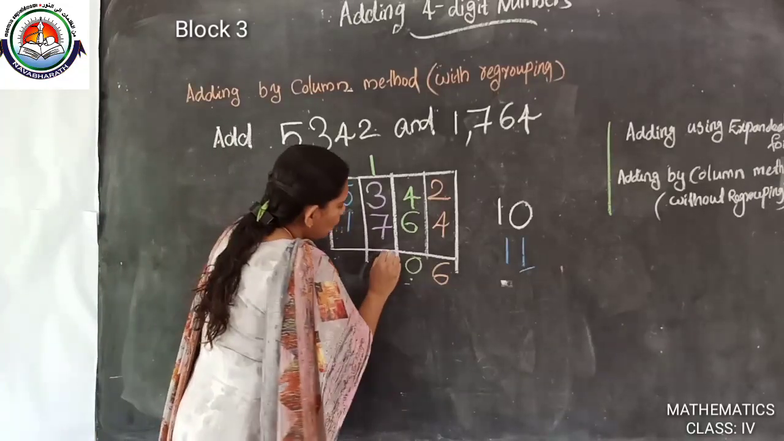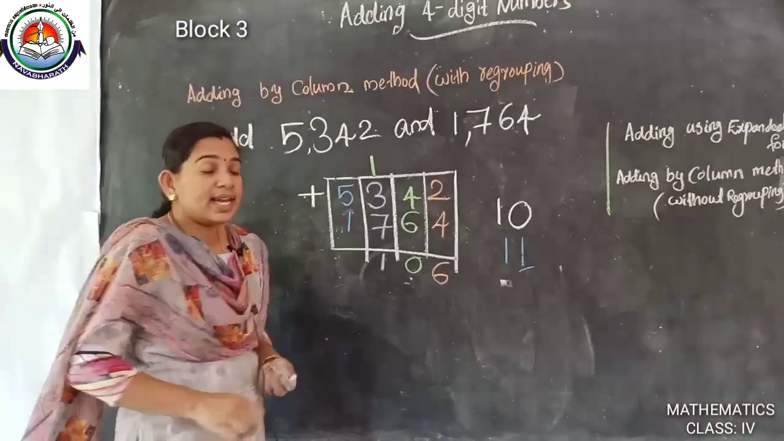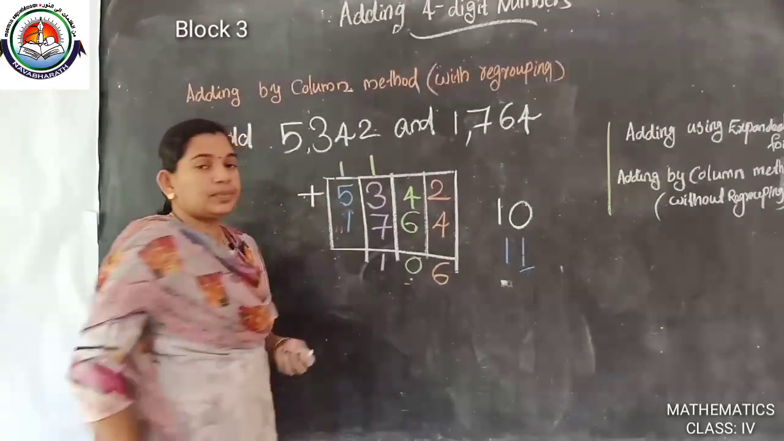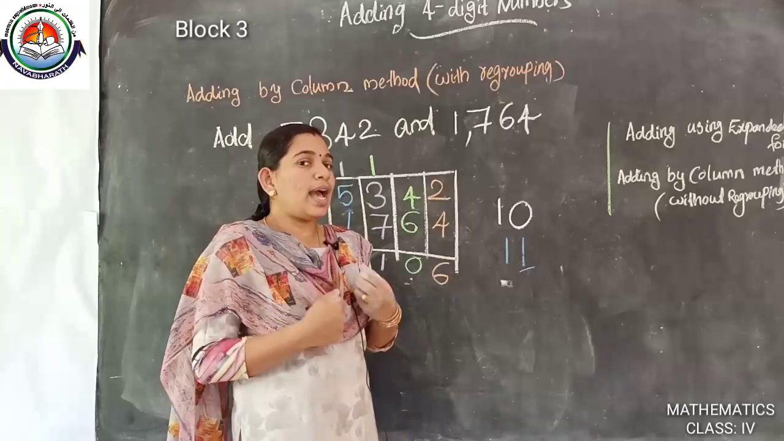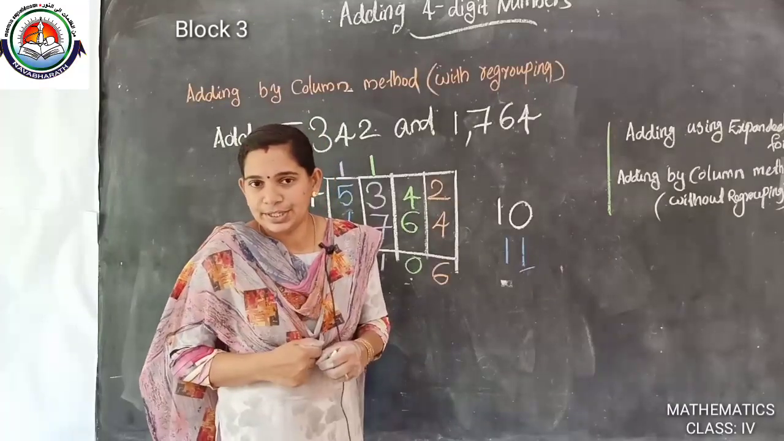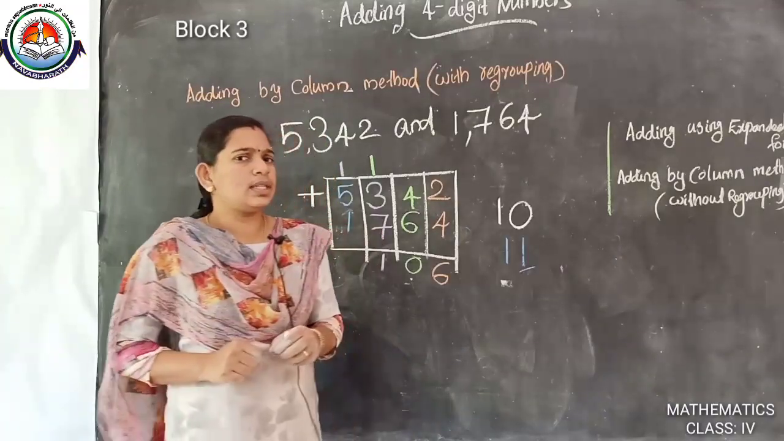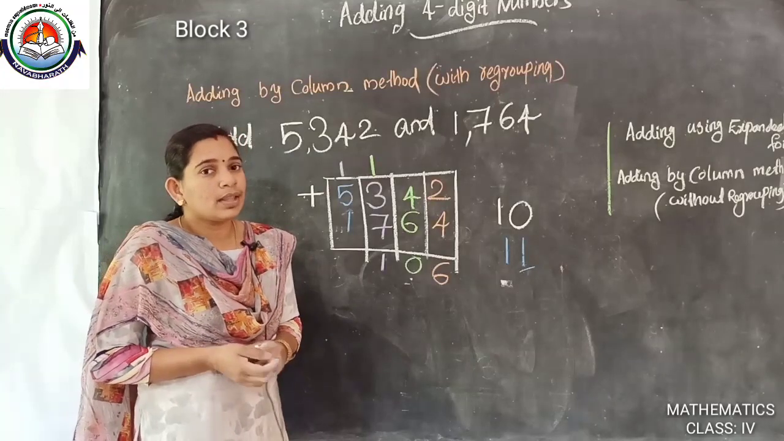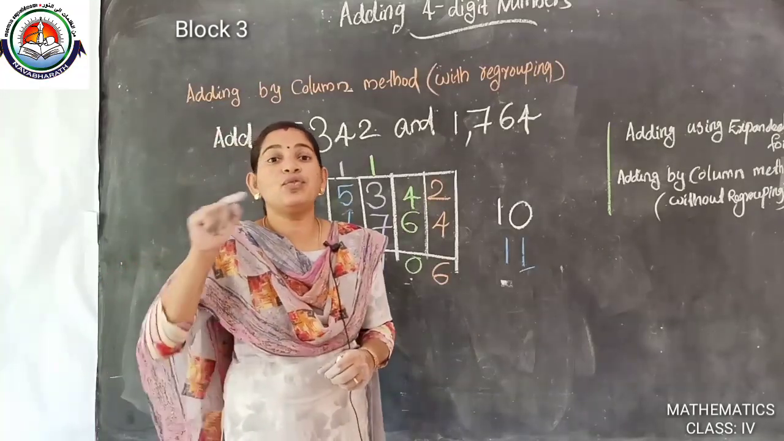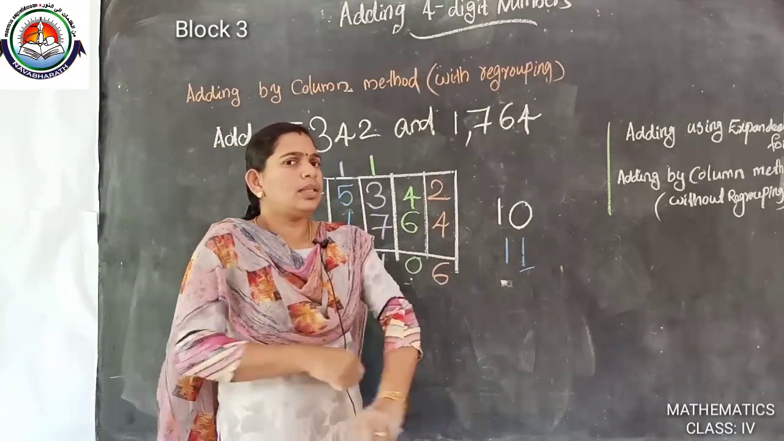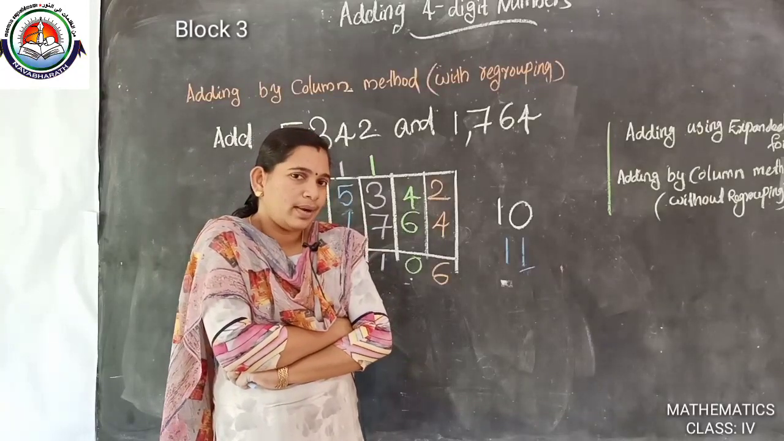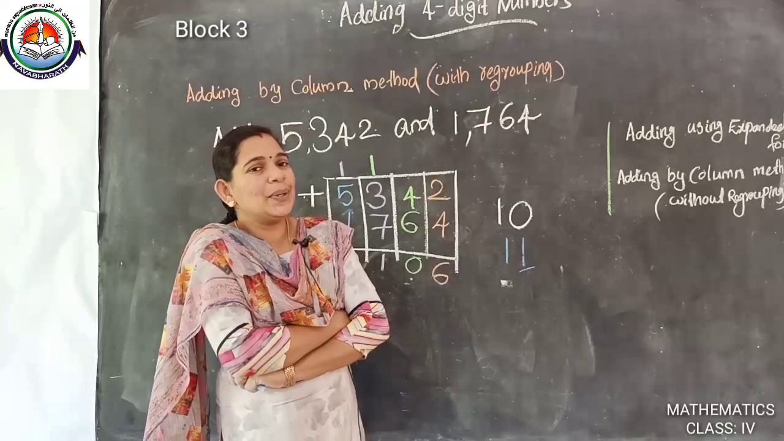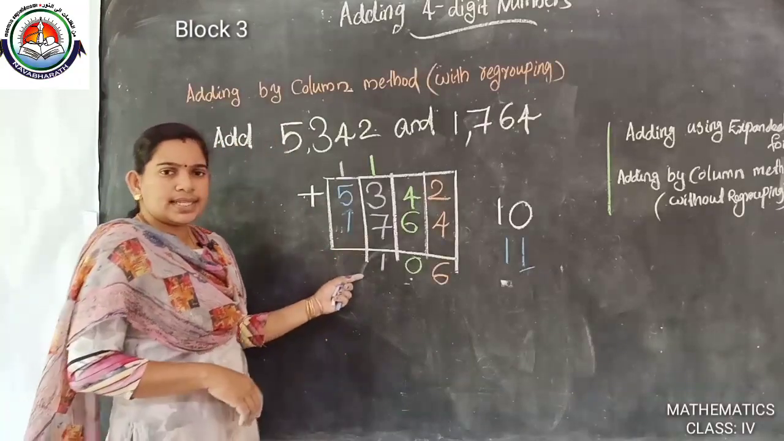So here 1. What is the carry here? Okay. Then what do we do next? We want to add the 1000 place digits. What are the digits in the 1000 place? 5 and 1. Then 5 plus 1. What is the value of 5 plus 1? 6. Okay, 6. Then we are writing 6 here.